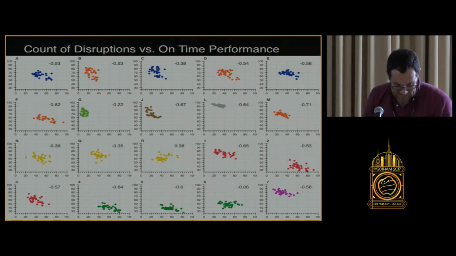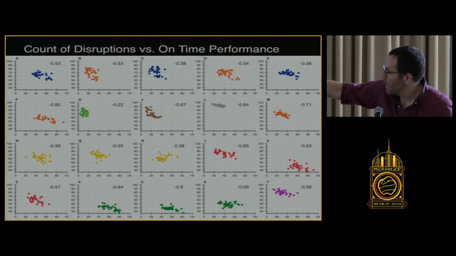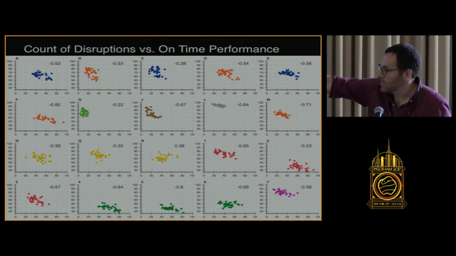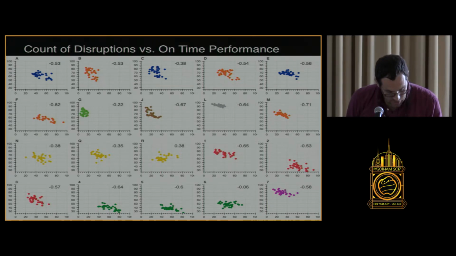The x-axis is the number of disruptions, so how many alerts we get, and the y-axis is the on-time performance as percentages. And so I have all the letter trains at the top, and then the number trains, the IRT trains, underneath it. The number on each of these charts is the correlation coefficient, the R-squared number. So fortunately, the relationship between these variables is really strong.